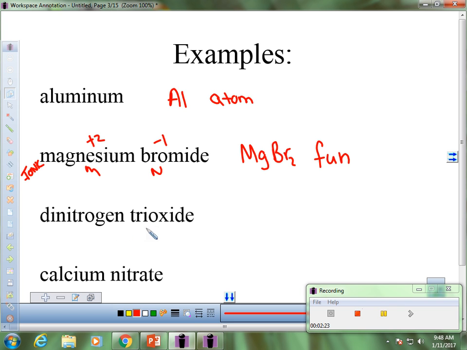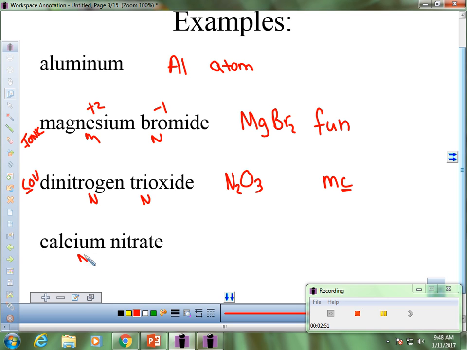Dinitrogen trioxide. This is a nonmetal. And so we're just going to write what it says. This is covalent. Covalent, the one with the C, is a molecule, also the word with the C. And so dinitrogen is N2. Trioxide would be O3.